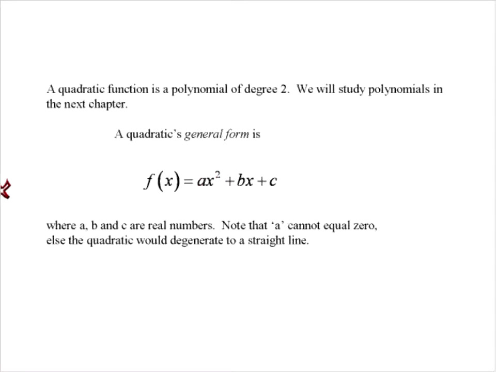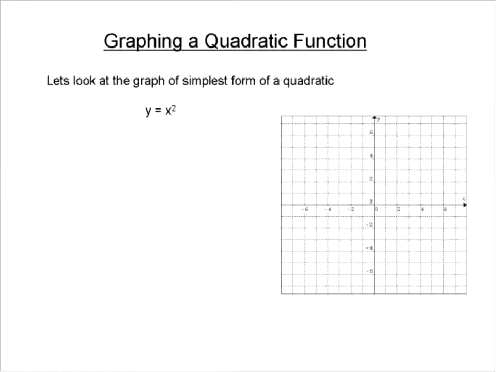So the next thing we're going to look at is graphing a quadratic function. Now we looked at different types of functions and their graphs in chapter 2. Now we're going to look at the graph of this quadratic function. To start, we're going to graph y = x², and I'm just going to do it with a table of values.